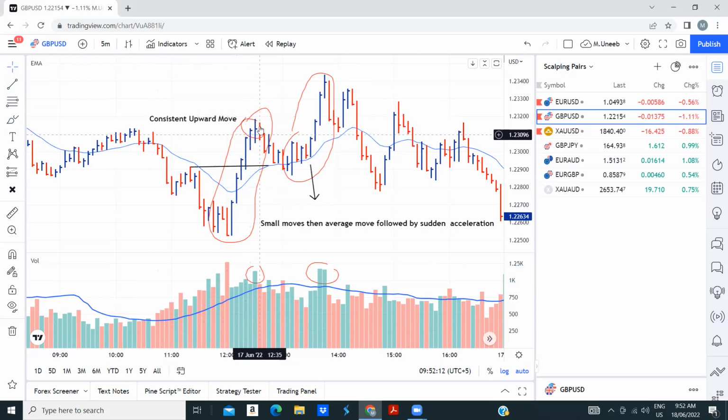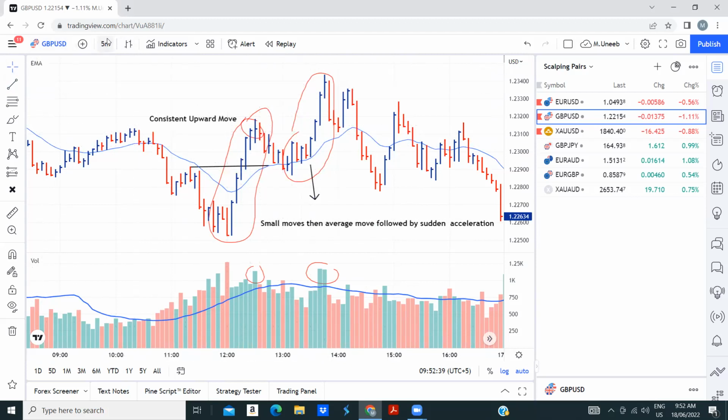So it means this is what? This is JAC, jump across the creek. Got it? Yeah, good. So this is sudden acceleration. Now, if you draw the process here, for example, if I go to the 3-minute chart, do you have any problem so far in getting the point? No. Okay.